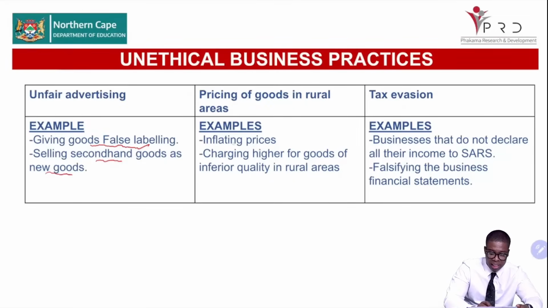Pricing of goods in rural areas, it talks to inflating prices. What is to inflate? To inflate prices is to increase the prices. Then charging higher for goods of inferior quality in rural areas is also considered to be an unethical business practice. Then tax evasion. This is when a business does not declare all their income to the South African Revenue Service or SARS, or they falsify their financial statements in order to pay less tax. This is considered to be unethical.